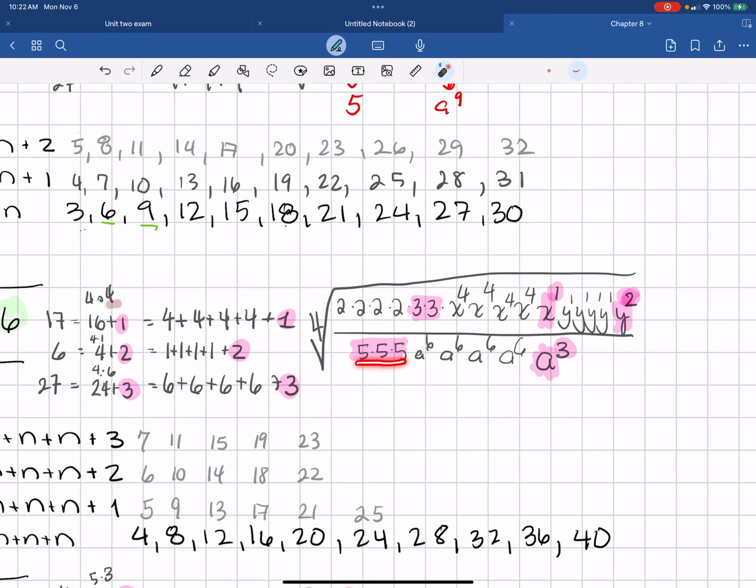125 is 5 cubed, 5 multiplied by itself 3 times. And then a to the 27th is a to the 6th 4 times, and then lastly an a to the 3rd.